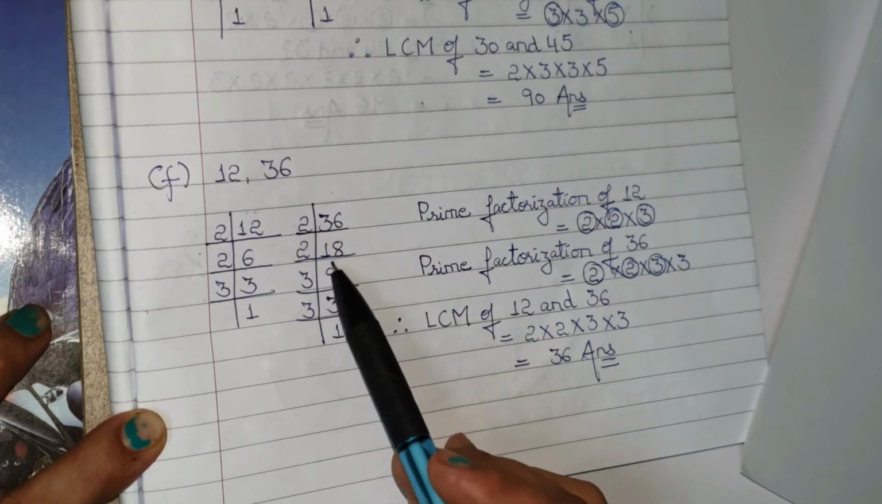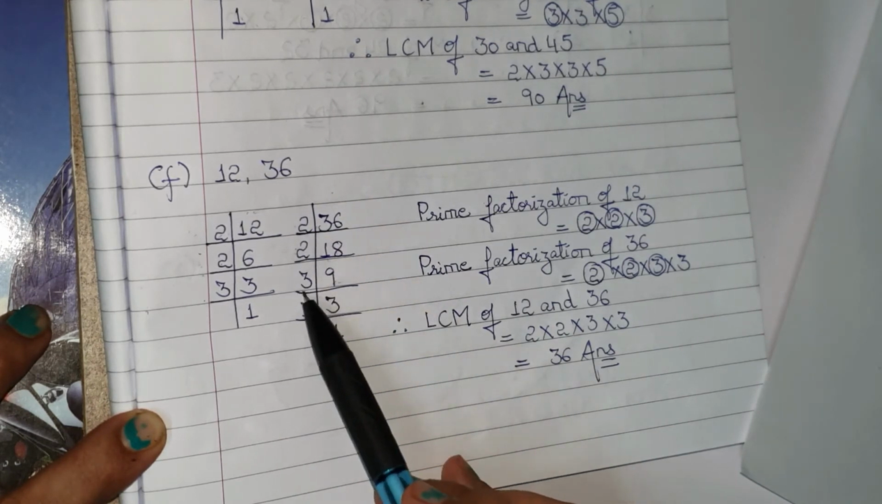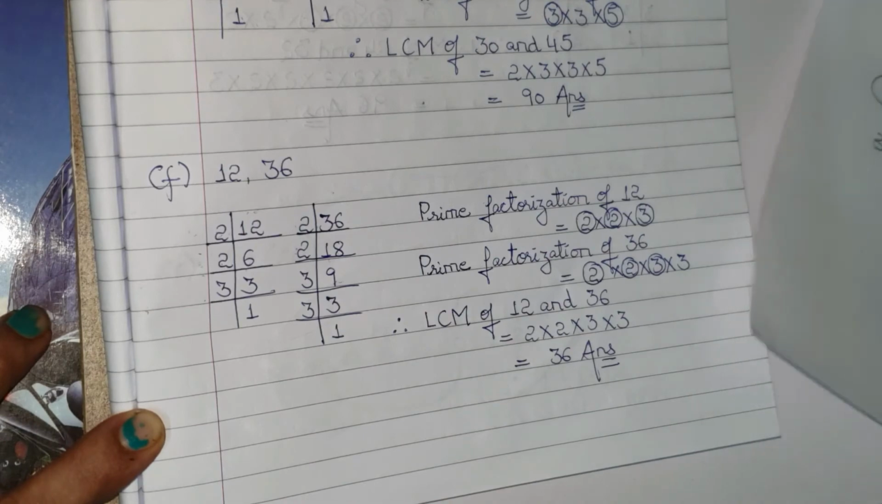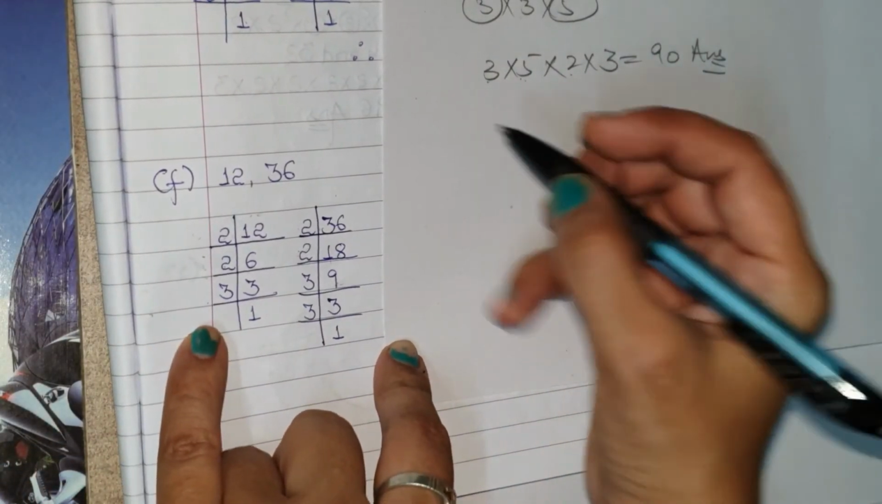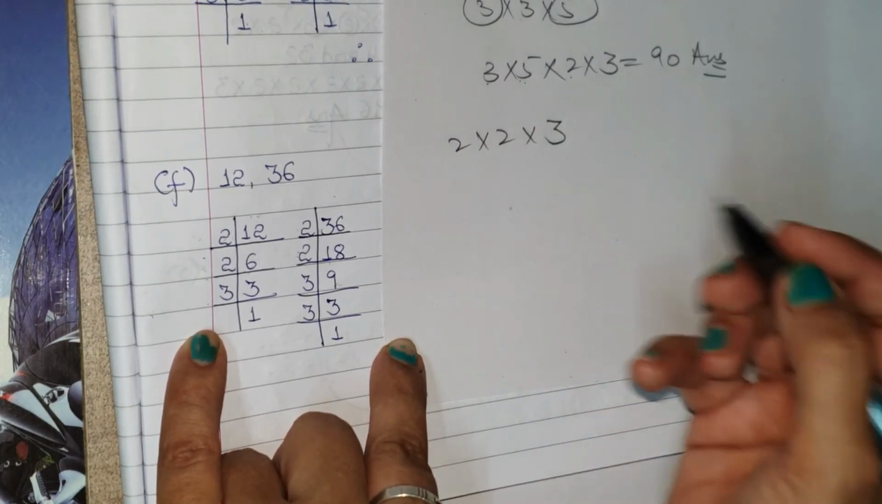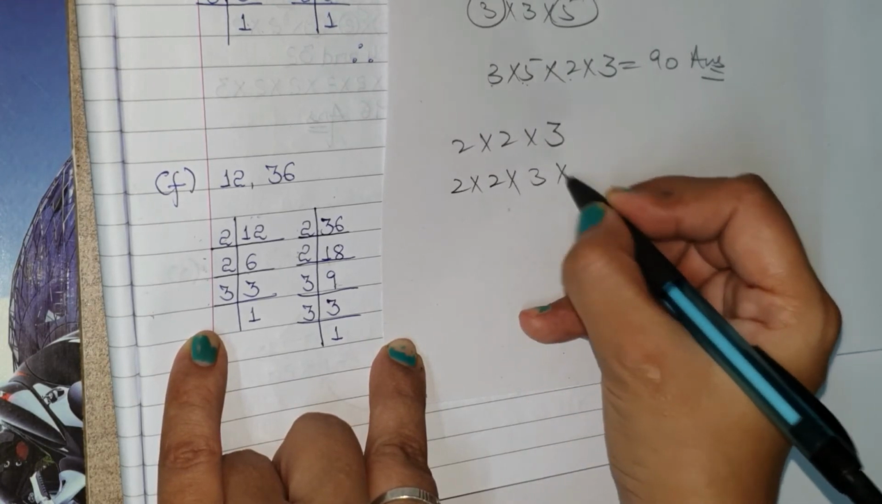36 comes in the table of 2 18 times, 18 comes in the table of 2 9 times, 9 comes in the table of 3 3 times and 3 comes in the table of 3 1 time. So like this you have to find the prime factorization. Now the prime factorization of 12 is given here, 2 into 2 into 3.